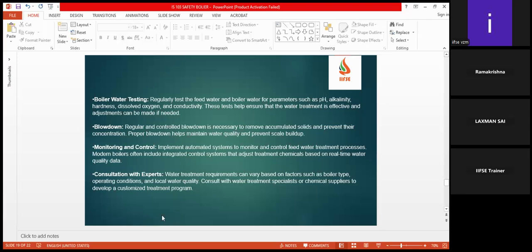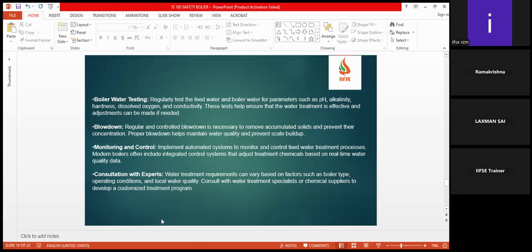Then monitoring and control. Implement automated systems to monitor and control the feed water treatment process. Modern boilers often include integrated control systems that adjust the treatment chemicals based on real-time water quality. So with artificial intelligence, we are getting no manual intervention in adjusting the treatment or adding chemicals. Based on the water quality, it automatically adjusts itself to treat the water.